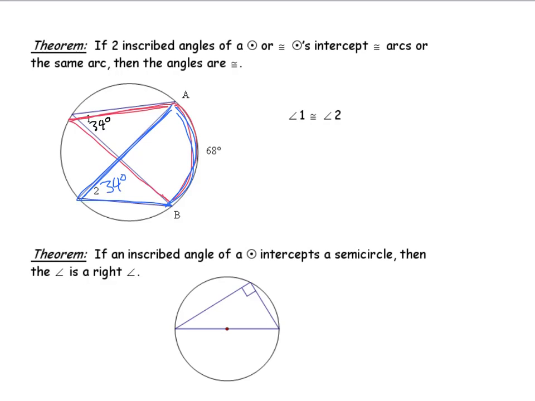Another theorem that we're going to cover talks about an inscribed angle of a circle, if it forms a semicircle. If this inscribed angle forms a semicircle, we all know that semicircles have 180 degrees for the arc. If it forms a semicircle, the angle is actually going to be half of that arc. So it makes sense that the angle should be a 90-degree angle.